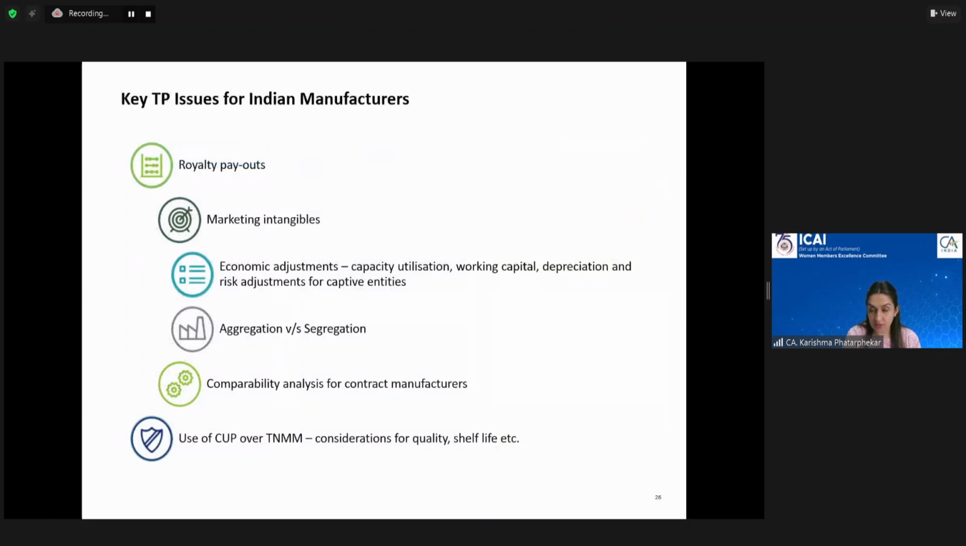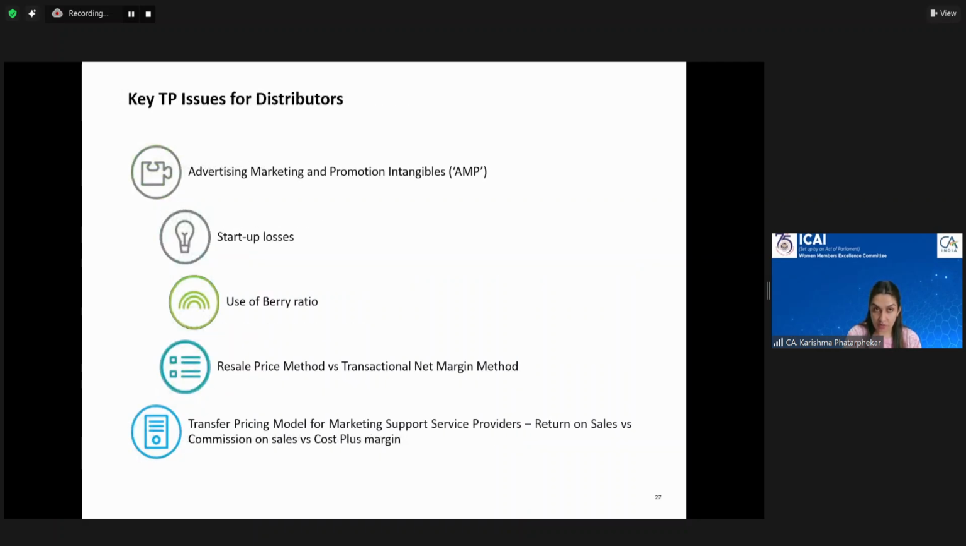So for manufacturers, as I said, you could have royalty, you could have marketing intangibles, you could have economic adjustments, whether you should aggregate the transactions or segregate the transactions for benchmarking, what should be the comparability analysis for contract manufacturer, should you use the CUP method versus the TNMM, etc. So these are the typical issues for manufacturers.